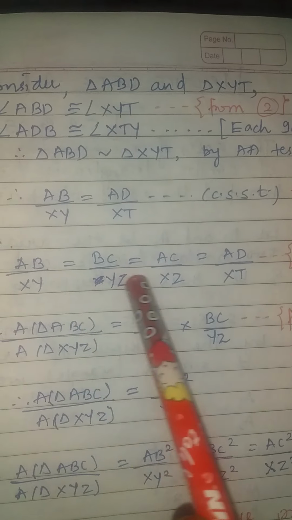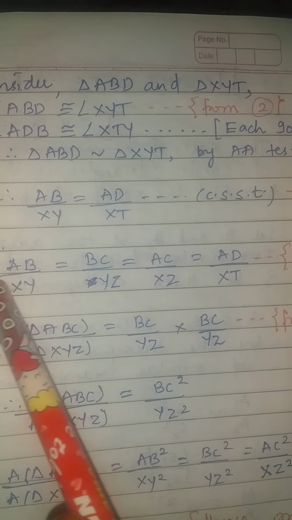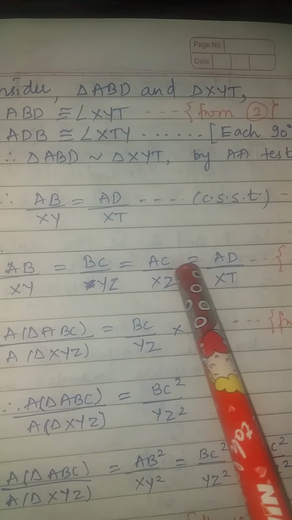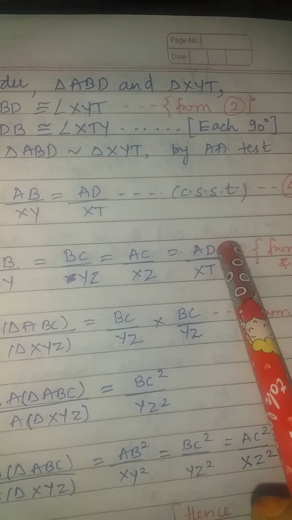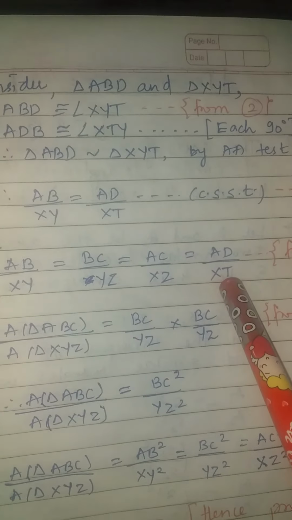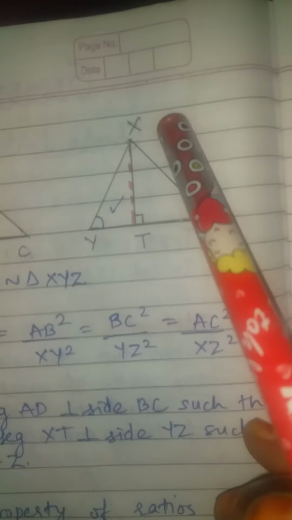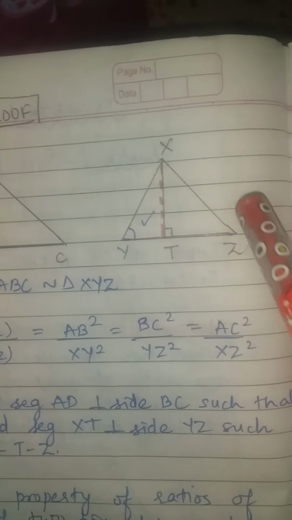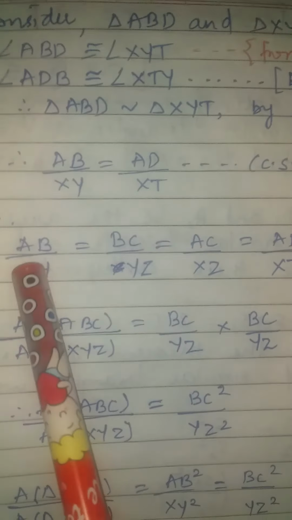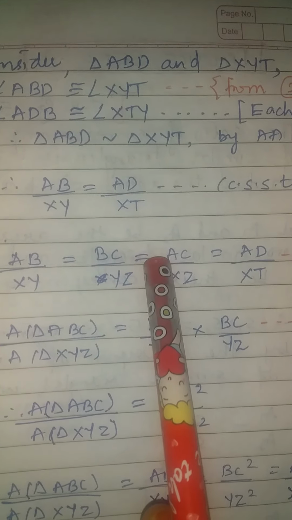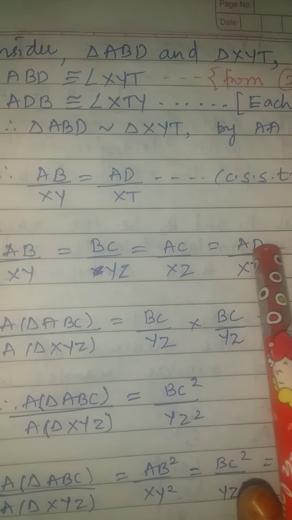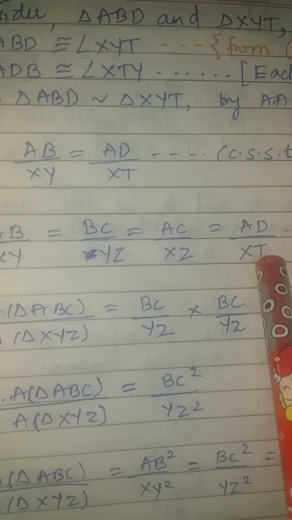That means you can see that the ratios of the three sides of the two triangles are equal to the ratios of the altitudes of the two triangles, since AD and XT are nothing but the altitudes of the two triangles. Keeping this in mind, this is the most important part till here: the ratios of the three sides are equal to the ratios of their corresponding altitudes.